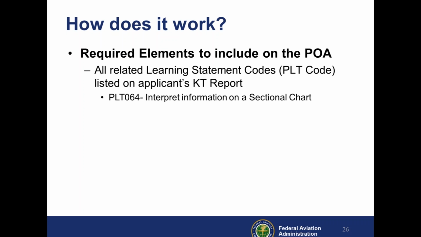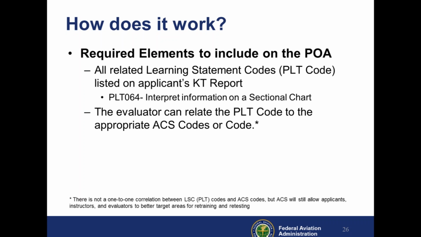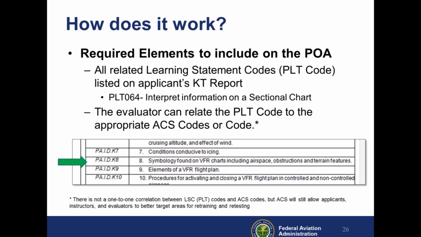Now, we have asked examiners to identify a particular element to the best of their ability. So what they would then do is look at the ACS. Here's an excerpt I have for you here. They look at the ACS and they find a reasonable match to that material. So, interpret information on a sectional chart.